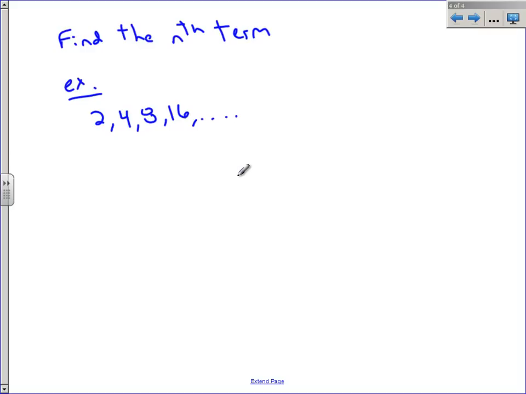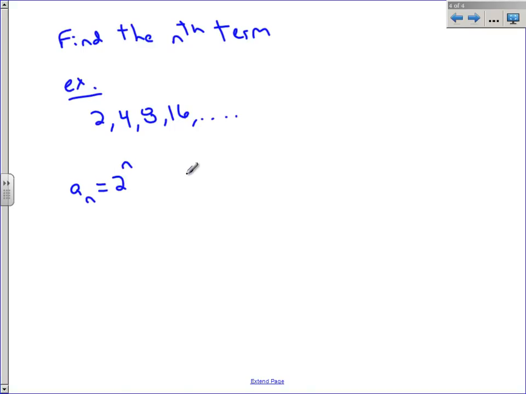What are these numbers? Let's see, am I adding something? 2 plus 2 is 4, but then 4 plus 4 is 8. So it's not a common adding. You're like, wait a minute, that looks familiar. Those are powers of 2. So your a sub n is your doubling function, or 2 to the n.